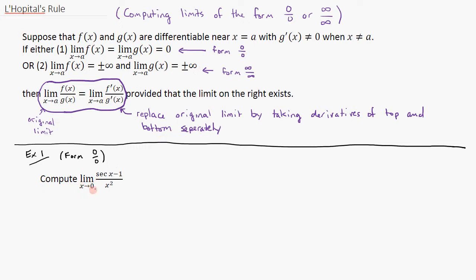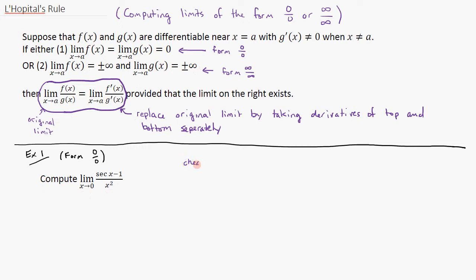The limit we're asked to compute is the limit as x goes to 0 of secant x minus 1 over x squared. We'll see that this limit has the indeterminate form 0 over 0. As for any limit problem, the first thing you do is plug in x equals 0 to see what the form is.